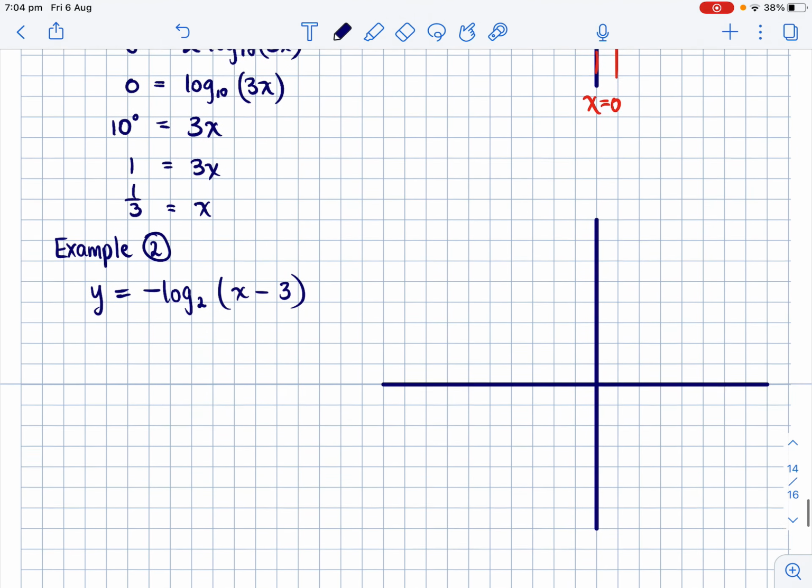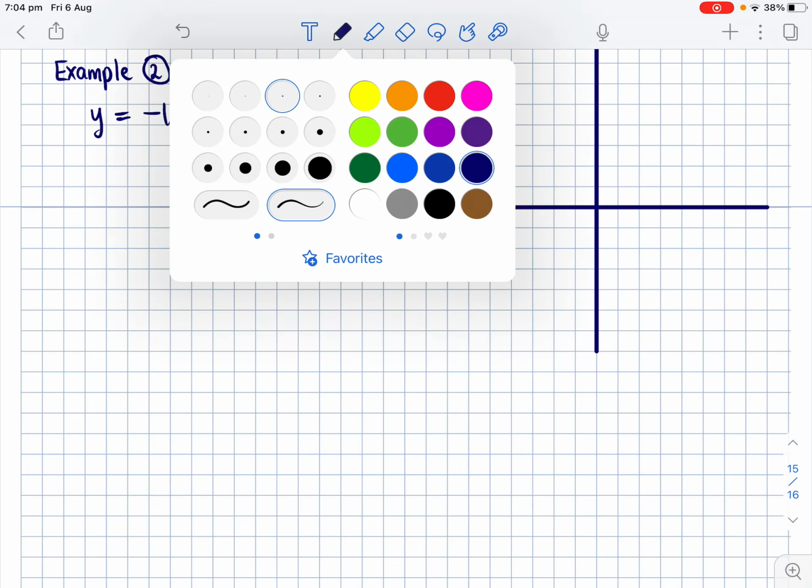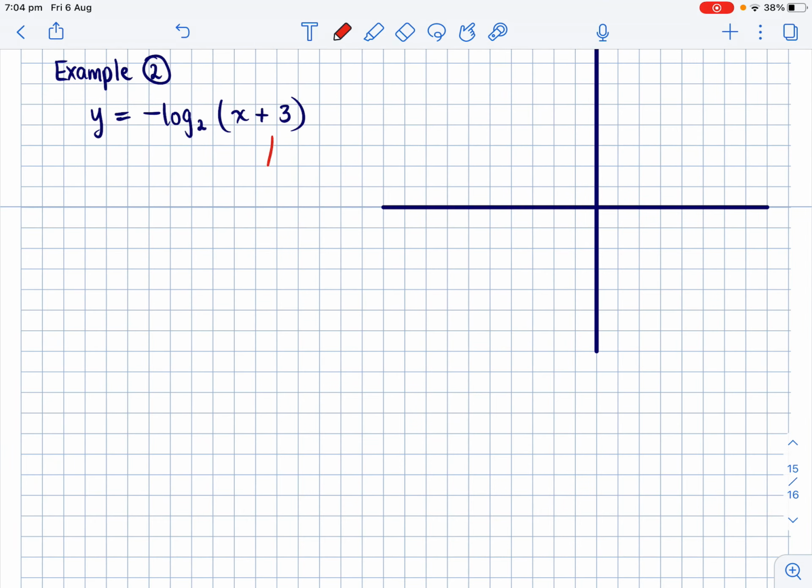Let's have a look at the second example here. I just realised that my equation was supposed to have a plus there. So let's work through y equals negative log to the base 2 of x plus 3. This time we have a translation 3 places left, and a reflection across the x-axis.